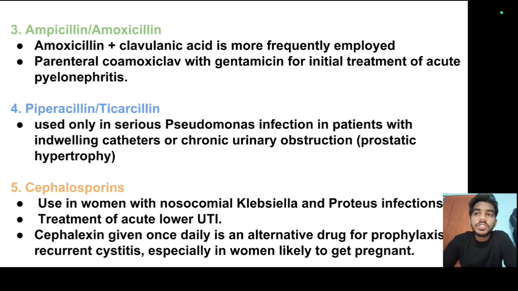Ampicillin. Amoxicillin plus clavulanic acid is more frequently employed. Parenteral co-amoxiclav with gentamicin is suggested for the initial treatment of acute pyelonephritis. Piperacillin is used only in serious Pseudomonas infection in patients with indwelling catheters or chronic urinary obstruction. Fifth one is the cephalosporin. It is used in women with nosocomial Klebsiella and Proteus infection. It is used for the treatment of acute lower UTI.